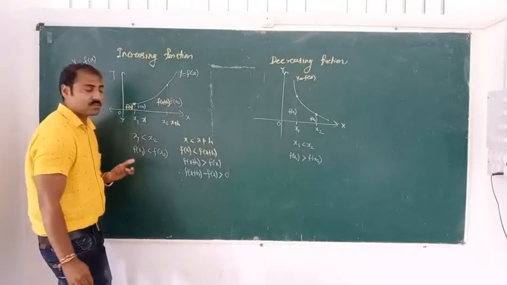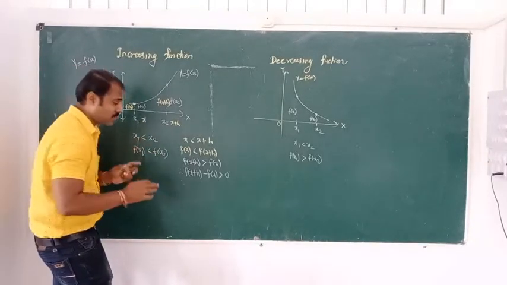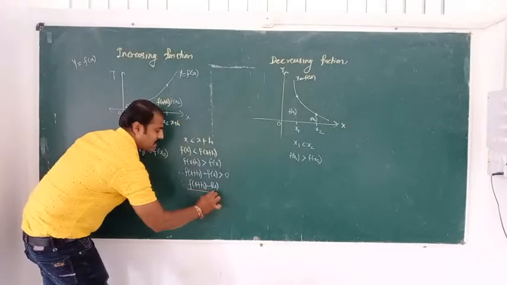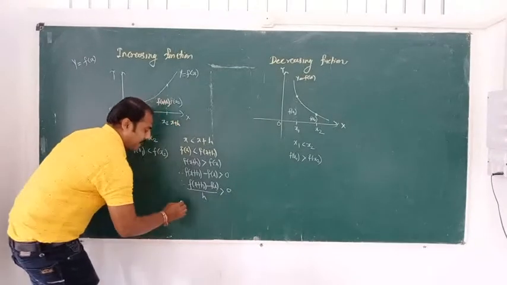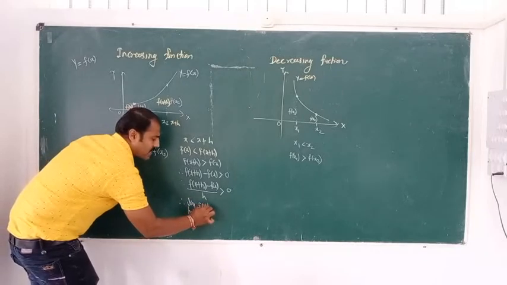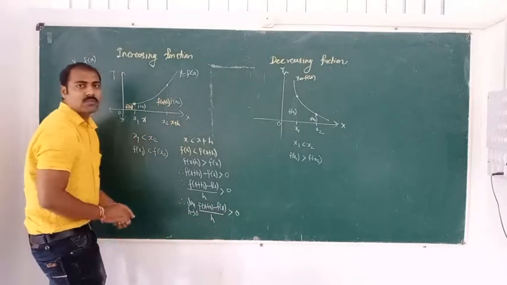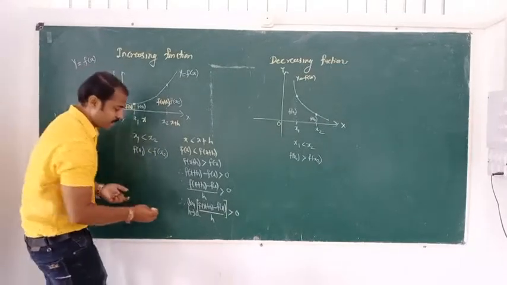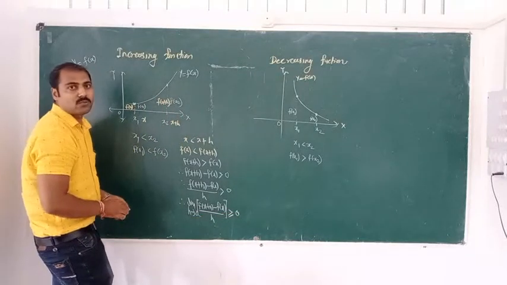Dividing both sides by h, since h is an increment, it is not equal to 0. h tends to 0, but h is not equal to 0. So f of x plus h minus f of x divided by h is greater than 0 divided by h, which is again 0. Taking limit on both the sides as h tends to 0, limit of f of x plus h minus f of x divided by h is greater than 0. But the limit of the function is any number greater than 0, or it may be 0. So I can write here greater than or equal to 0.